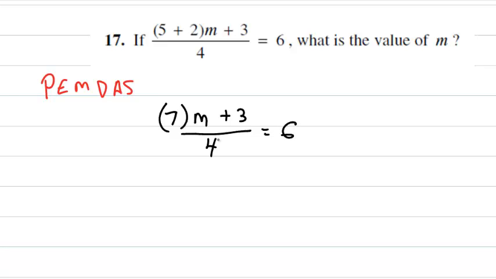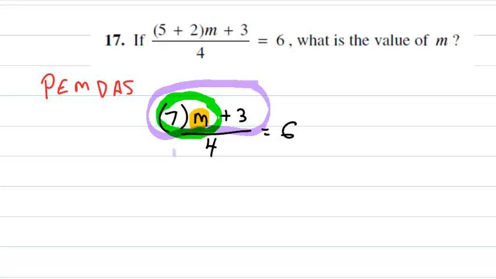Now we're getting at some real basic algebra here. The goal of algebra is to solve for the variable. However, you can't solve for the variable until the variable is in a group all by itself. So really what we're looking for is M. But M is in a group with 7 and M. 7 and M is in another group that I would call 7M plus 3. And that group right there is being divided by 4. So we're going to solve this problem in reverse order, getting rid of all of those groups, essentially peeling away the onion until we can get to M.